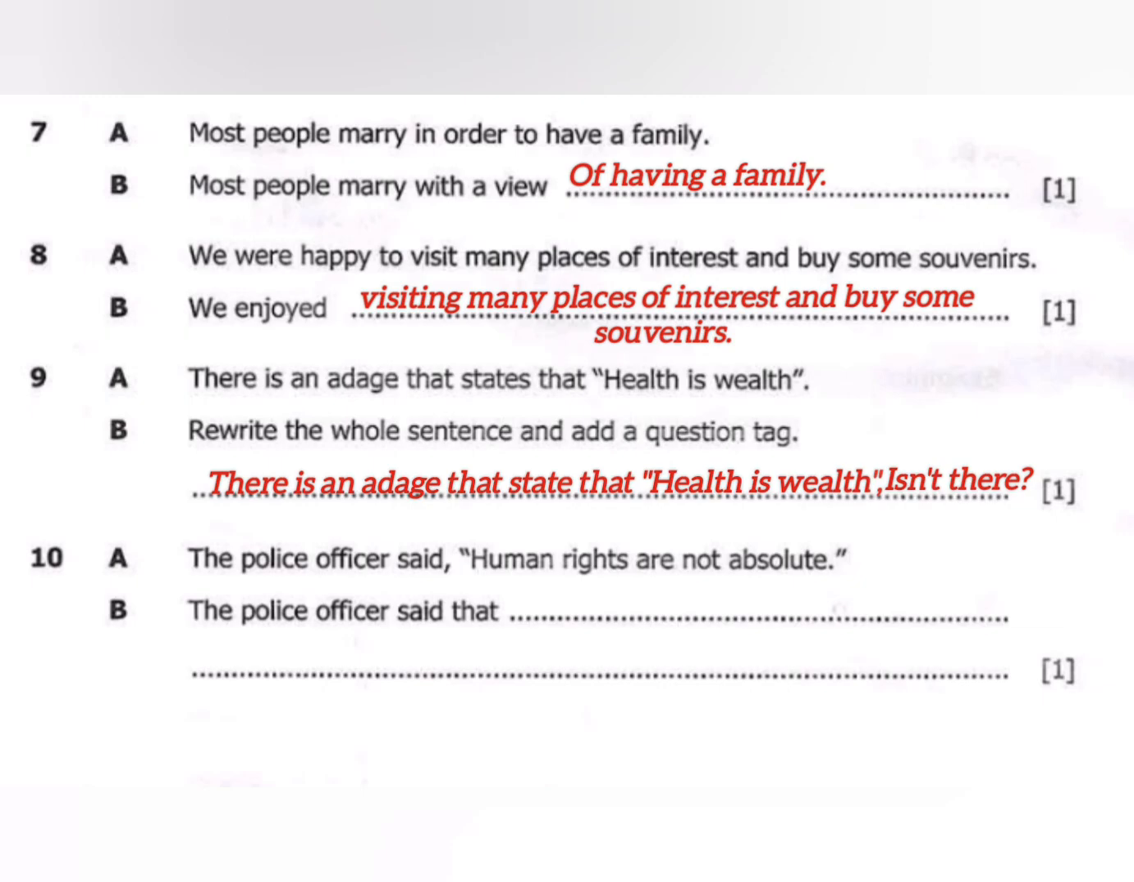The police officer said, human rights are not absolute. Then as for B, the police officer said that. So to finish it, I'm going to say the police officer said that human rights are not absolute.